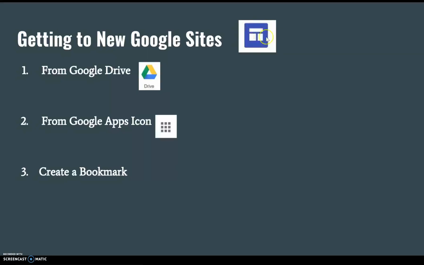So how do you get there? This is the icon for new Google Sites. You can get there if you're in Drive, and you can just click on the Google Apps icon, which you probably hit to get to Drive anyway. And I'll show you how to do that. Once you get to your new Google Sites homepage, I would create a bookmark.